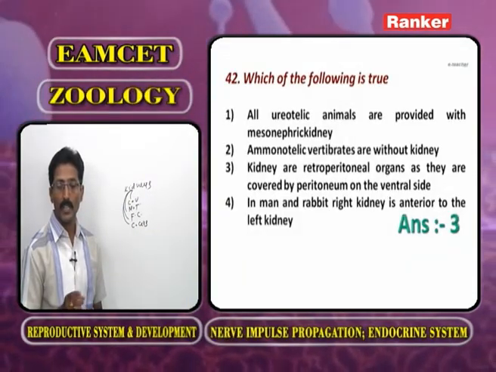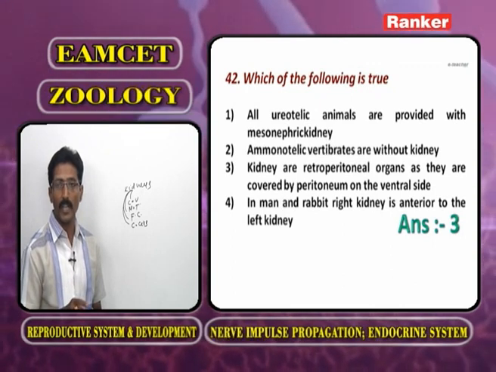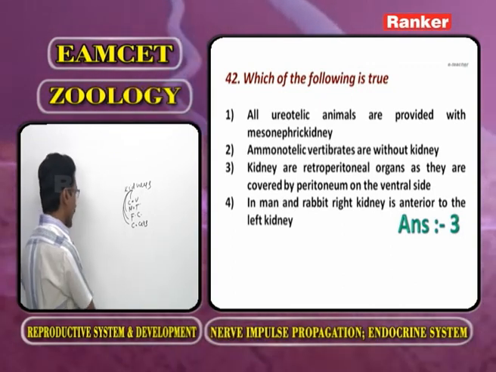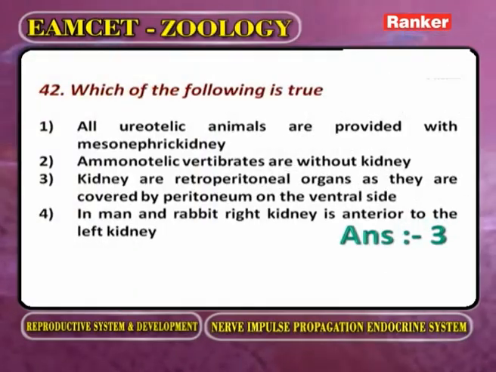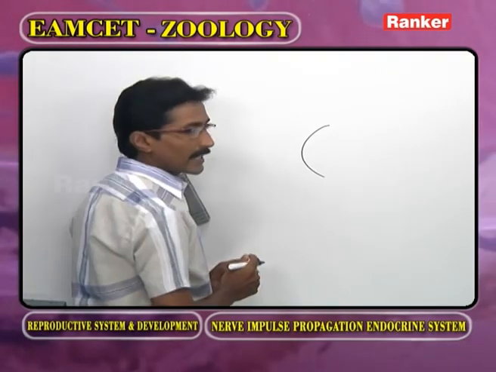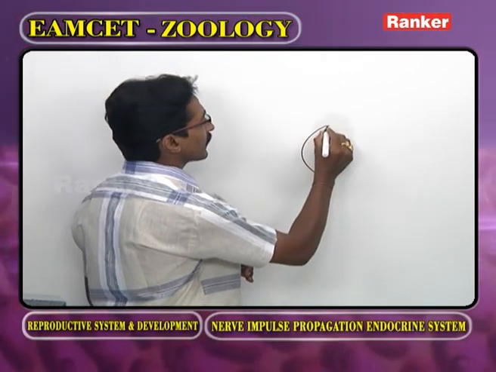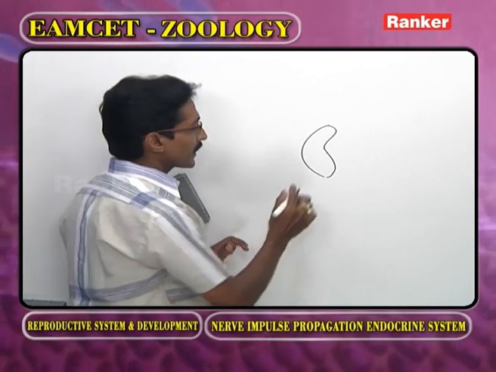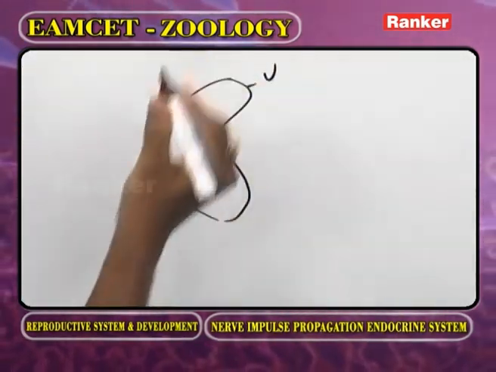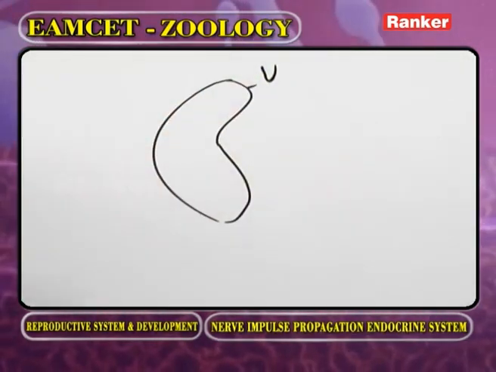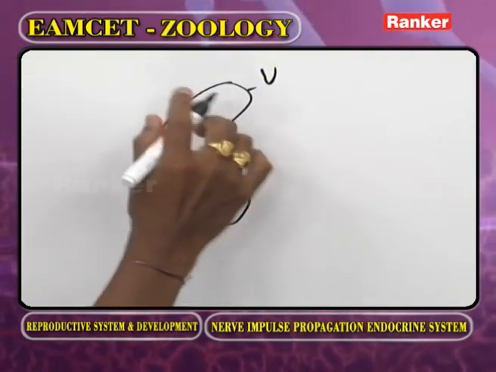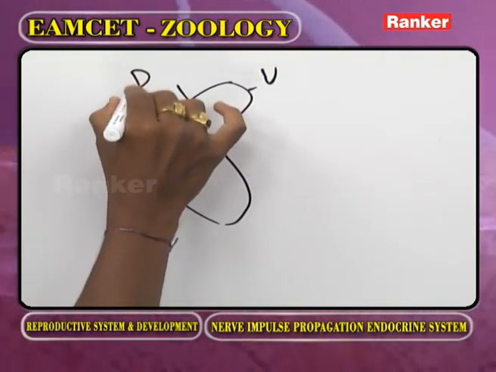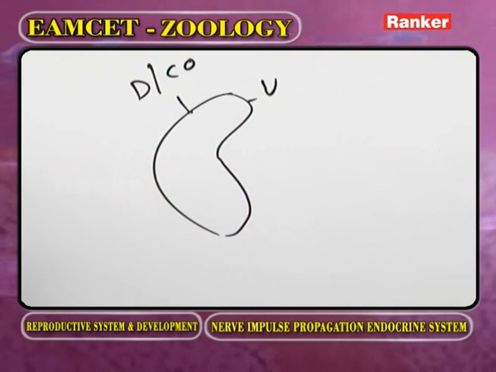retroperitoneal organs as they are covered by peritoneum on the ventral side. Now as we observe the kidneys, this one we call the convexity of the kidney, and this one we call the concavity. Now this is the ventral side. Here the V represents the ventral side or concavity, and this is the dorsal side or convexity.